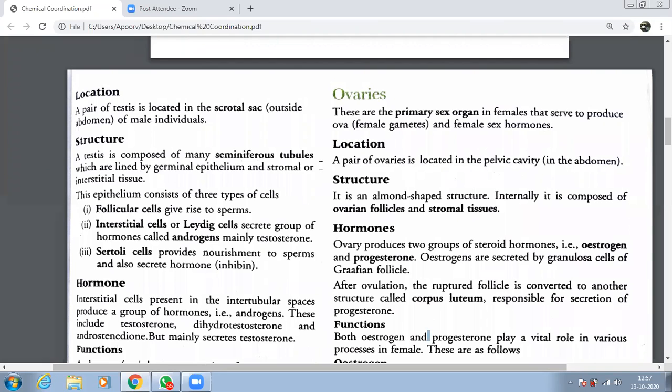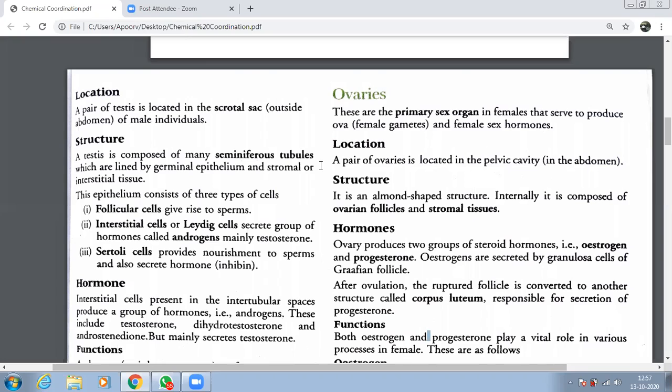Let's talk about the first one. Estrogen is secreted by which cells? Granulosa cells. Okay, very good. Granulosa cells of which follicle? Graafian follicle. Now, after ovulation, what happens is the follicle gets what? Converted to another structure. Ruptured.